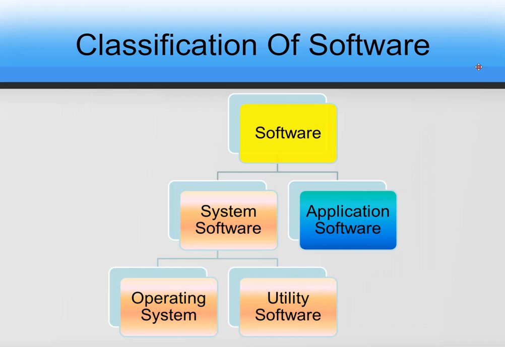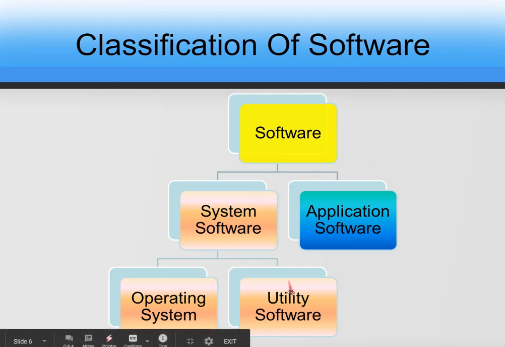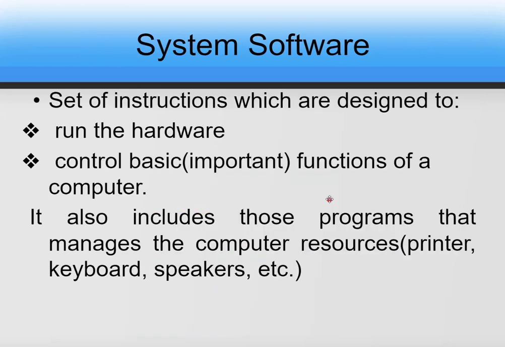Whenever we talk about the classification of software, software is of two types: system software and application software. In this video, we are only going to see the system software and the types of system software. The difference between system and application software we'll deal with in the next video. So without wasting any time, let me take you to the next slide, which talks about system software.